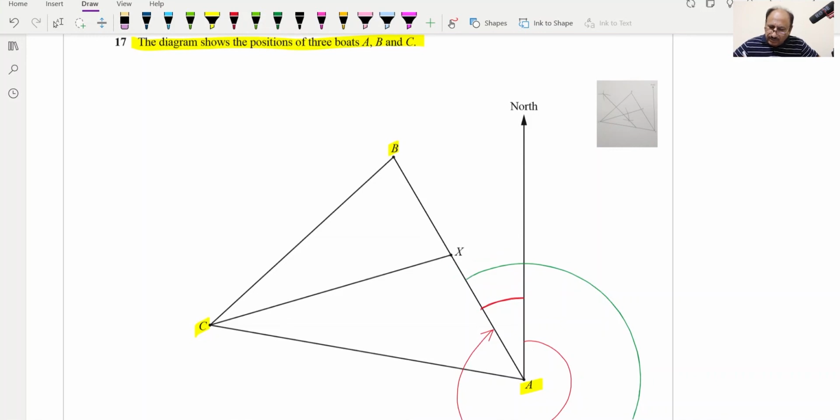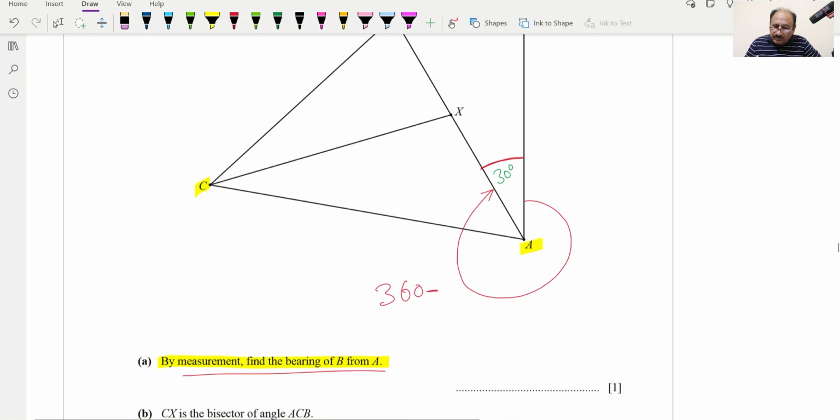I will write here this is 30 degrees, and I will erase this protector position. Hopefully you understood this. And total angle is 360. So 360 minus 30 will be equal to 330. So the bearing will be 330, and this is the 1 mark part which we are done with.